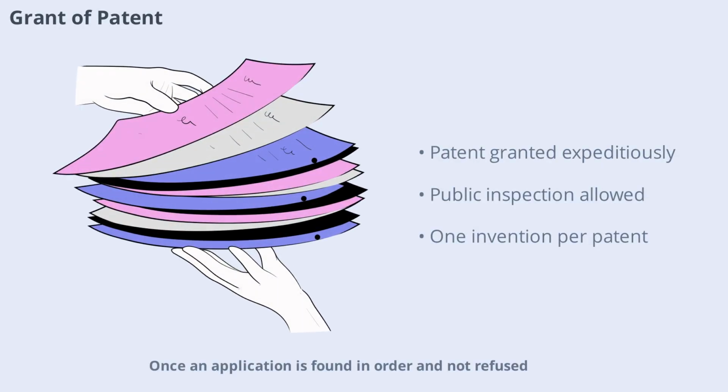Once an application is found in order and not refused, the patent is granted expeditiously. The grant is published and related documents are open for public inspection. Patents are granted for one invention only and have effect throughout India. This process ensures transparency and allows public access to patent information, supporting innovation and legal certainty.